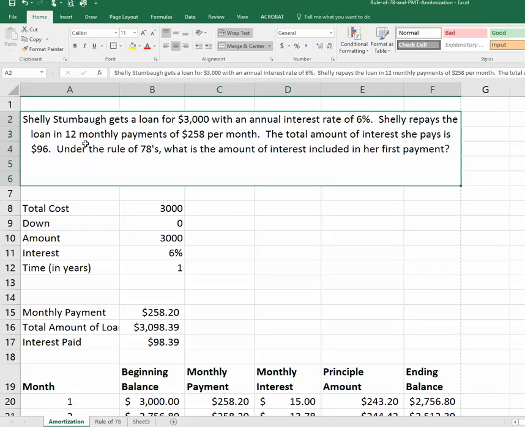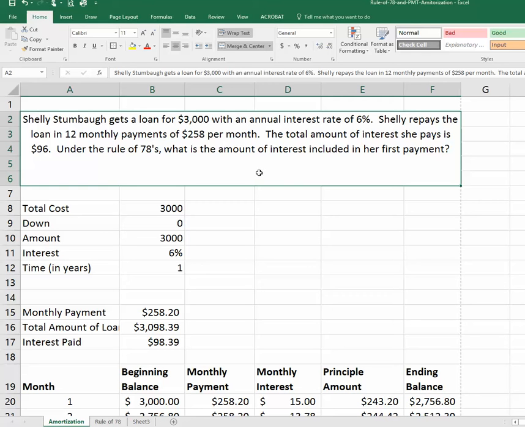So this loan occurred in a one-year time period, and the rule of 78 only applies to a one-year time period, okay? So the total amount of interest she pays, they tell us, is $96. Under the rule of 78, what is the amount of interest included in her first payment?